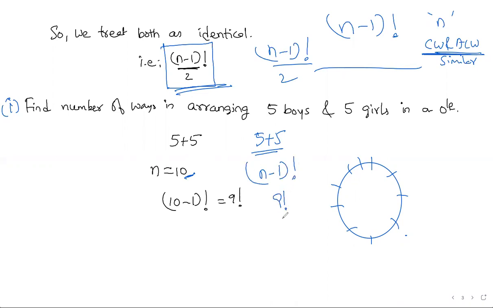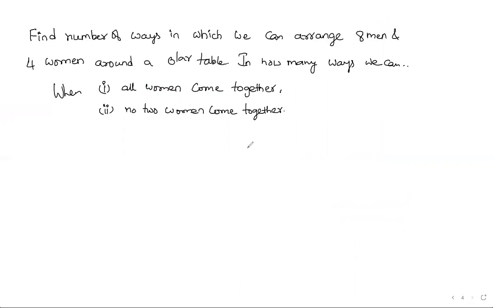That is 9 factorial will be the answer. So we can arrange 5 boys and 5 girls in a circle in 9 factorial ways. Okay. We'll go to the next question. Suppose, find the number of ways in which we can arrange 8 men and 4 women around a circular table.